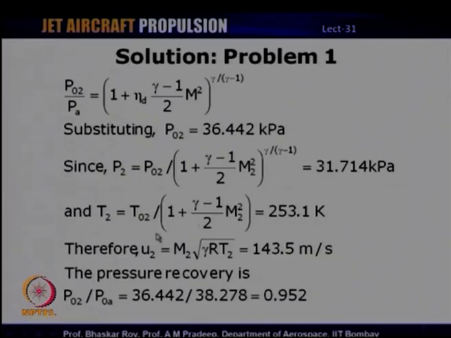Now, once we have calculated static temperature at station 2, we can calculate the flight speed or the velocity, which is Mach number times square root of gamma RT2, where Mach number at station 2 is 0.45. So, this multiplied by T2, which is 253.1, we get U2 as 143.5 meters per second. So, once we have calculated U2, well, that was one of the aspects we were required to calculate, velocity at station 2. The final thing that we are required to calculate is the pressure recovery.